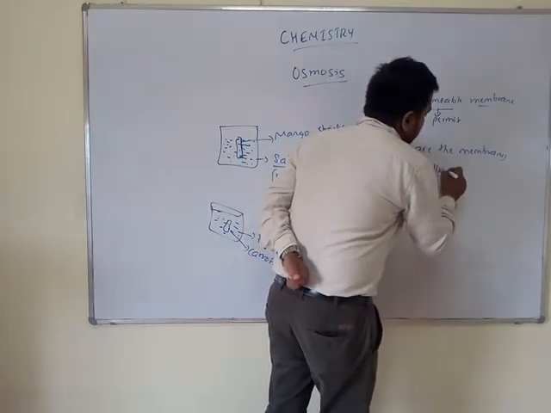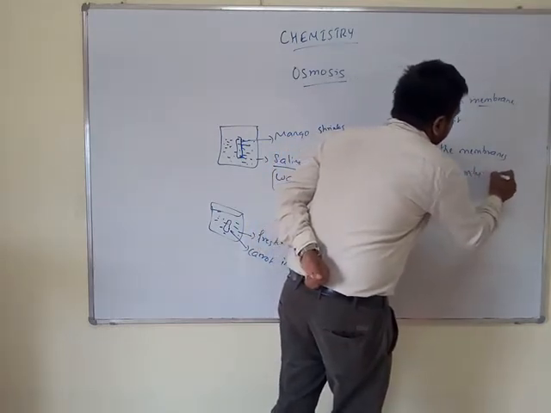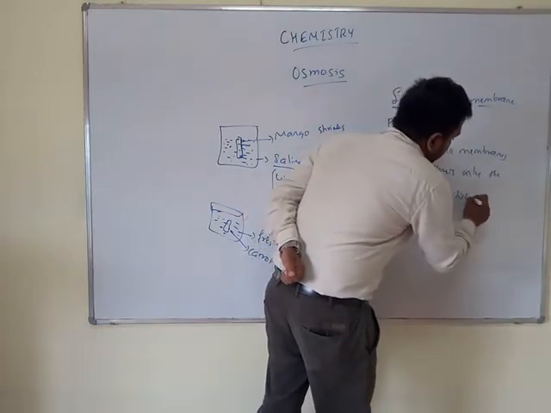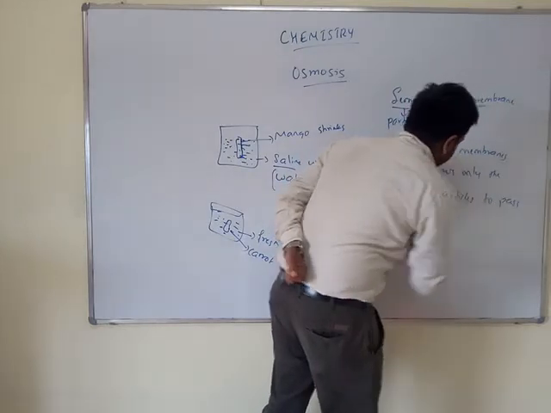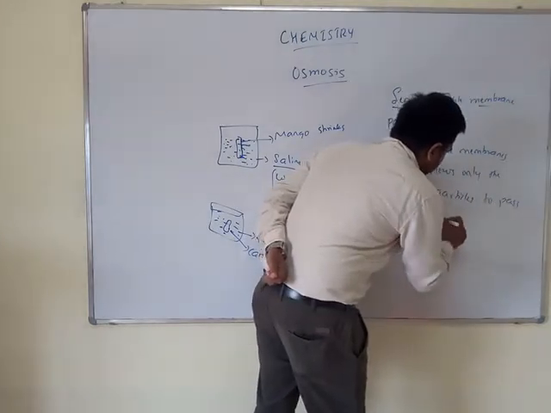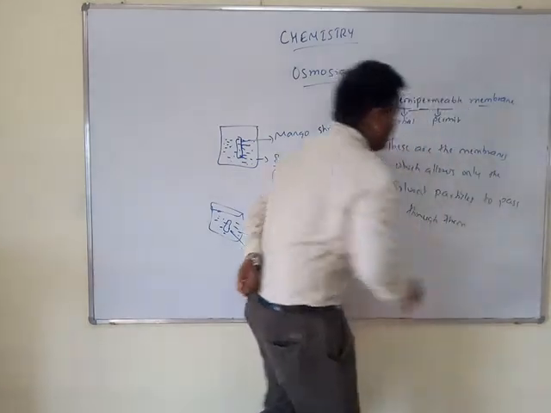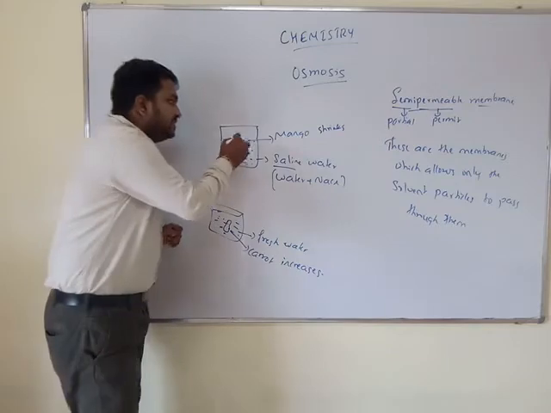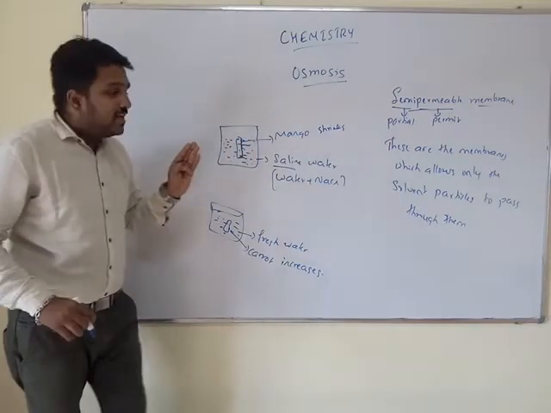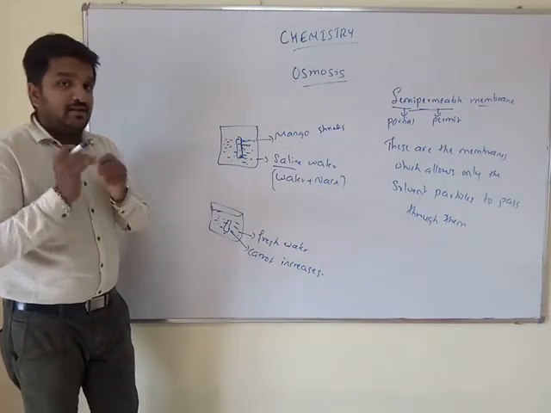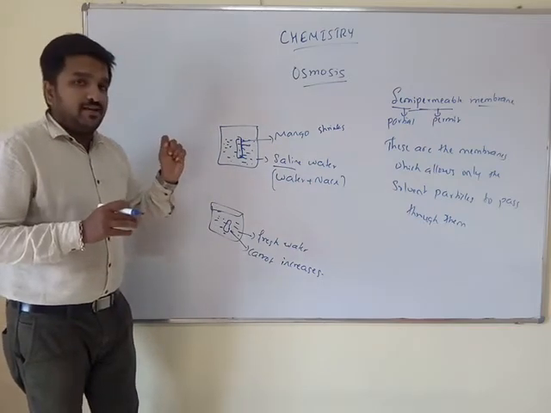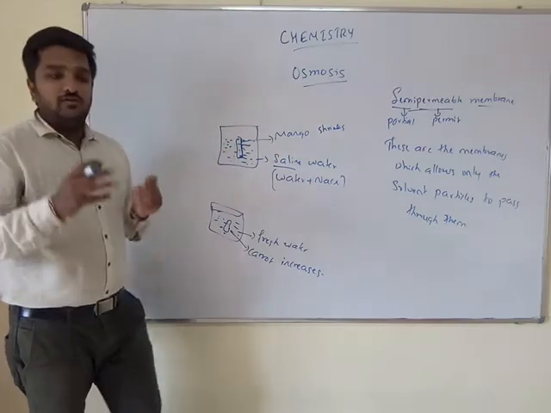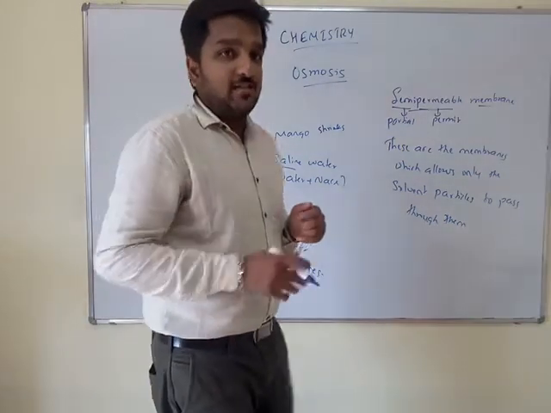These are the membranes which allow only the solvent particles to pass through them. So we call this a semi-permeable membrane. That means it allows only the solvent particle to pass through. Which is the solvent particle here? Water. The added salt is a solute. In the case of the mango, the water content in the mango acts as the solvent particle.